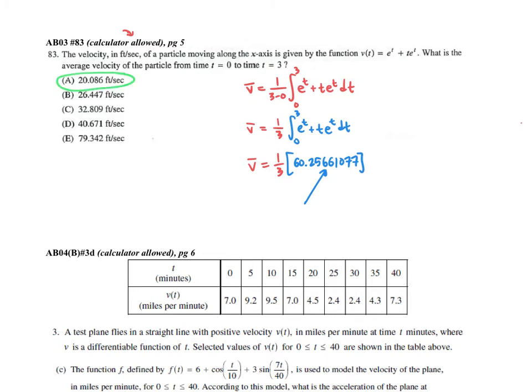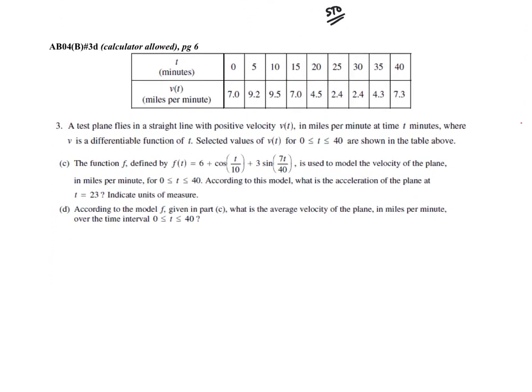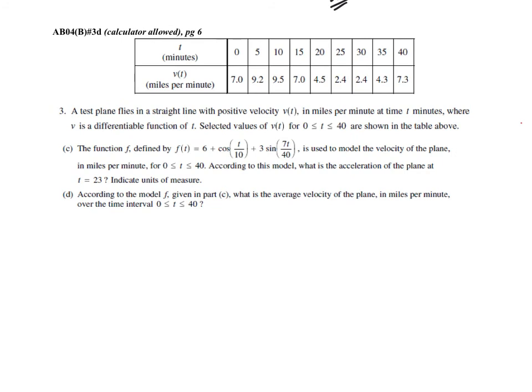Now, if you've got more steps to go, which we will later on in the chapter, I would store this using STO so that you don't have any rounding issues down the line. Okay? All right, let's look at 04, Form B, number 3D. This is calculator allowed. Okay, we're just going to look at parts C and D.